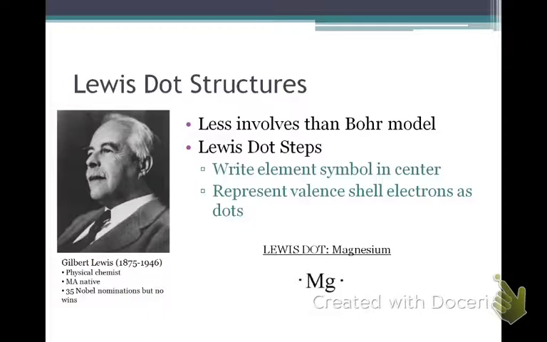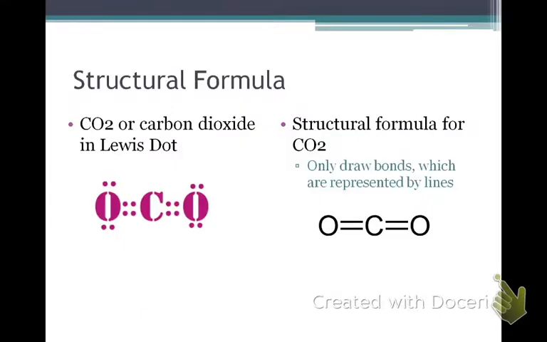So Lewis contributed tremendously, though, to the field of chemistry, and one of his many contributions is the Lewis dot structure. It's less involved than the Bohr model, and you simply write the element symbol in the center, so the letters that represent it, and then you just write the valence shell electrons. So remember, valence shell are the electrons that are going to be on the outermost orbital. So right here we have the Lewis dot for magnesium. When we drew it before, you saw that magnesium had 2 in its outermost shell. So here we have magnesium. It's got its chemical symbol and then 2 dots for those outer shell electrons, and that is it.